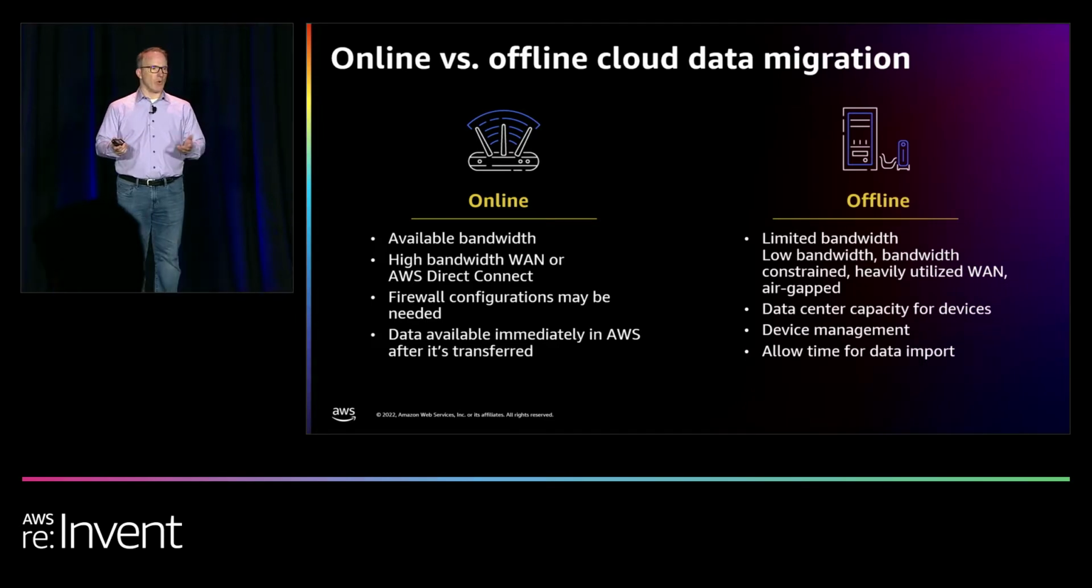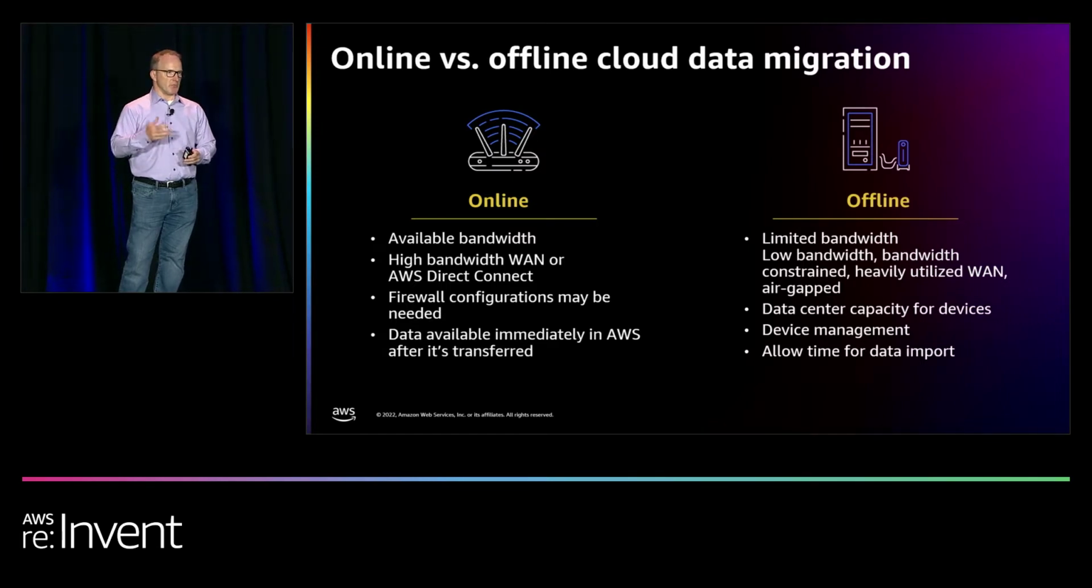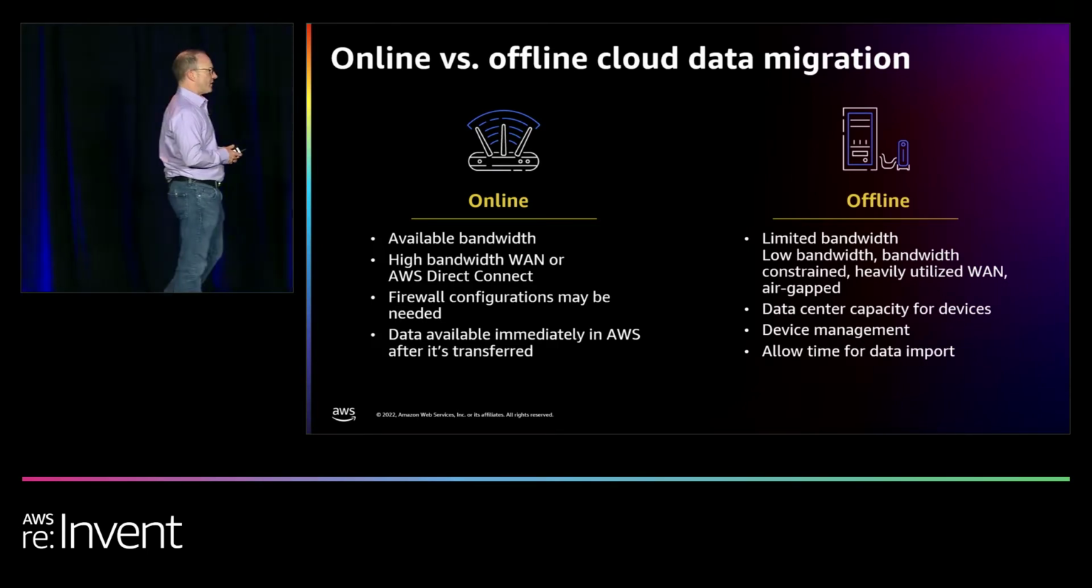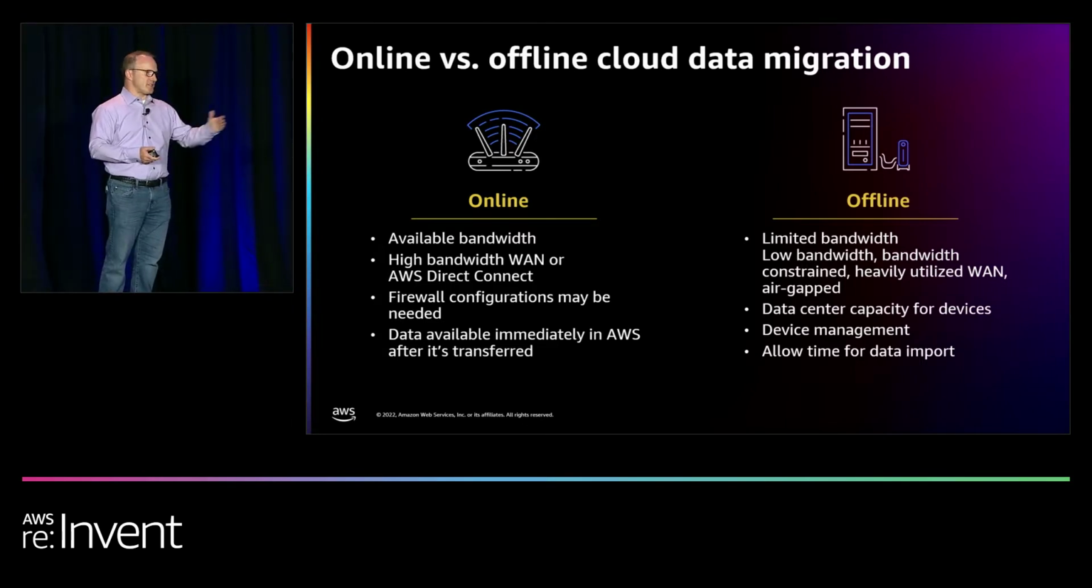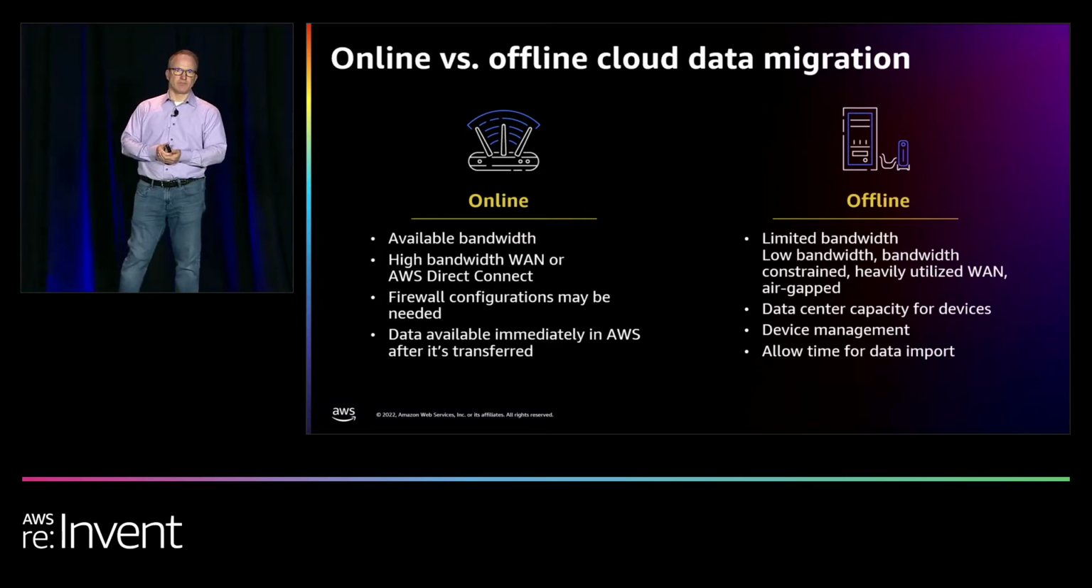There's also firewall considerations. This data is going to traverse your network, and there may be some ports and changes to your firewalls that you need to make to accommodate it. And you want to make sure that you have the ability to make those changes and facilitate the move. And one of the upsides of an online migration is that immediately once that data hits the AWS storage service, it's available for your use, right? So you can take advantage of that data landing quickly and leverage that for the value that it represents.